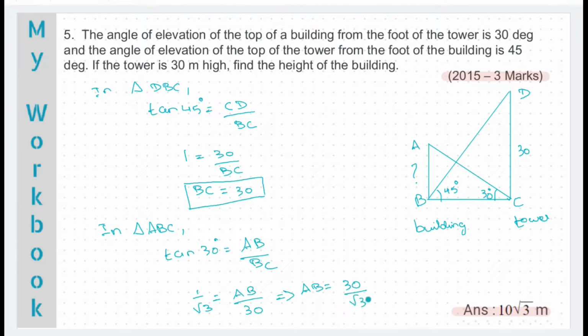We normally rationalize when we have a square root in the denominator. So multiply the numerator and denominator by root 3. You get 30 by 3 into root 3, because root 3 times root 3 will give you 3. So the answer is 10 root 3 meters. This is AB, which is the height of the building. 10 root 3 meters is the correct answer.